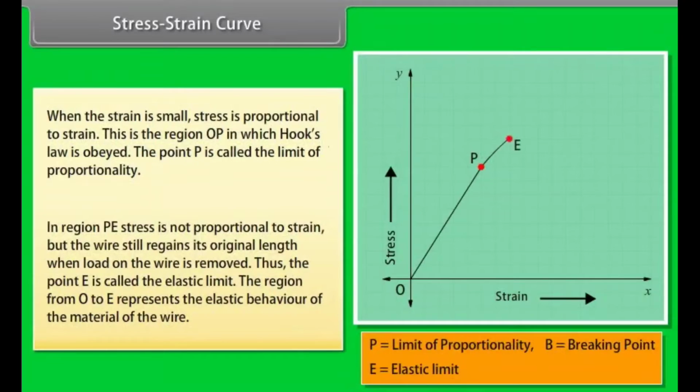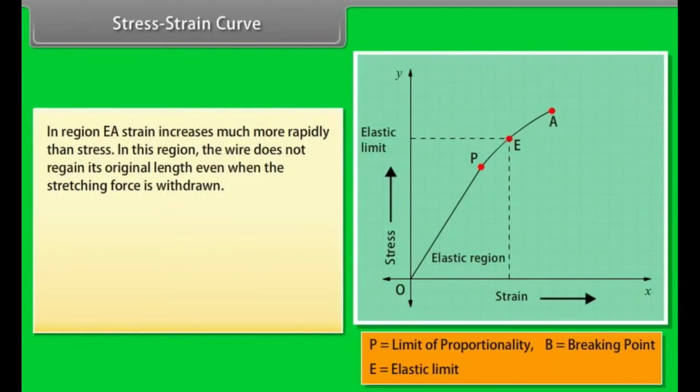In region PE, stress is not proportional to strain, but the wire still regains its original length when load on the wire is removed. Thus, the point E is called the elastic limit. The region from O to E represents the elastic behavior of the material of the wire. In region EA, strain increases much more rapidly than stress. In this region, the wire does not regain its original length, even when the stretching force is withdrawn.